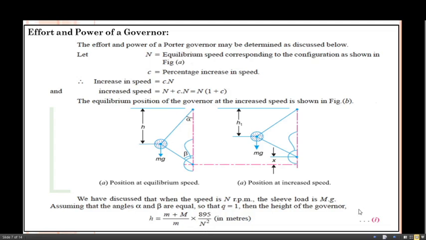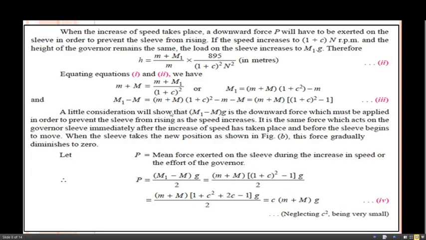Equation number 1 for this. Now when the increase of the speed takes place, a downward force P will have to be exerted on the sleeve in order to prevent the sleeve from rising. If the speed increases to (1 plus c) into N rpm, then the height of the governor remains the same. The load on the sleeve increases to M1 g. Therefore, only this change will occur here.